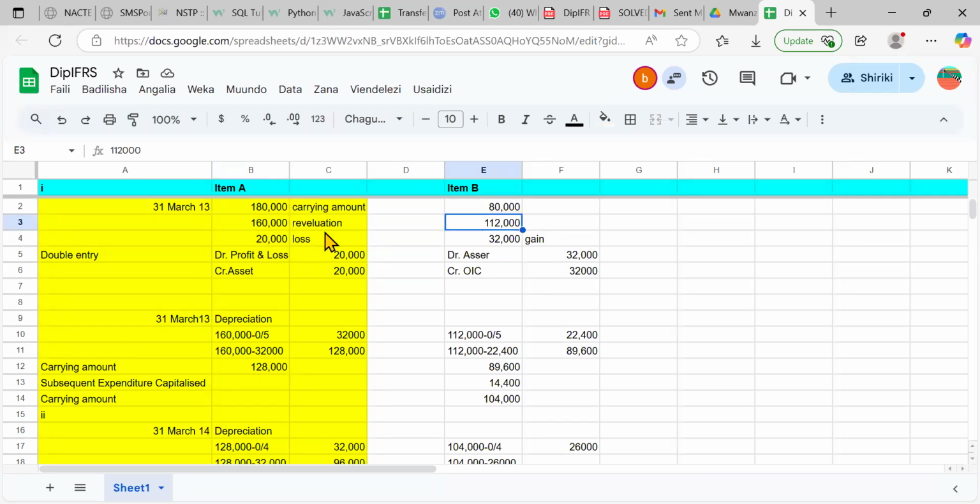So you have to get the revaluation gain and losses. This was the loss, because the revalued amount was less than the carrying amount, 20,000. And here, 80 and 112, this is the revaluation gain.